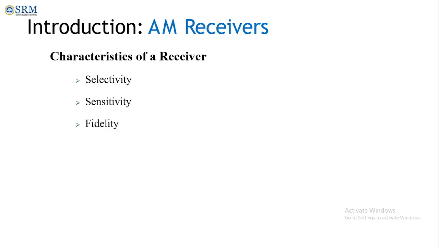Next, we can see the characteristics of the receiver. The main characteristics are selectivity, sensitivity, and fidelity.